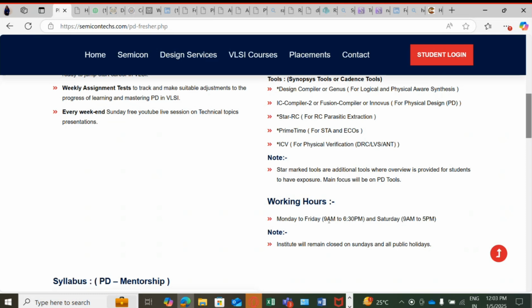But the working hours will be 9 a.m. to 6:30 p.m. You can stay more as well. The office will be open. If you are interested, any of you can stay more and practice the labs or go through the theory part as well. That's absolutely fine for us.